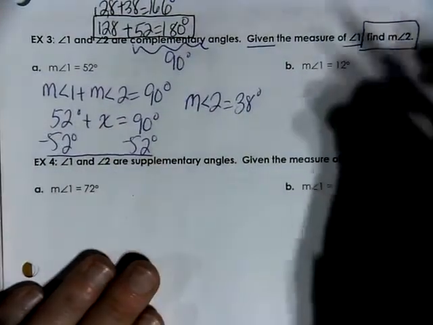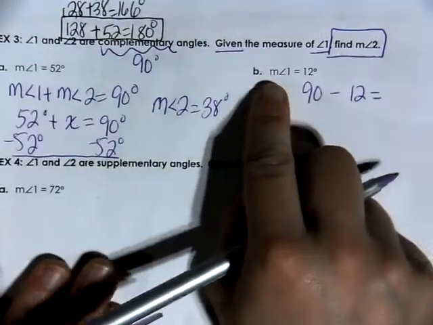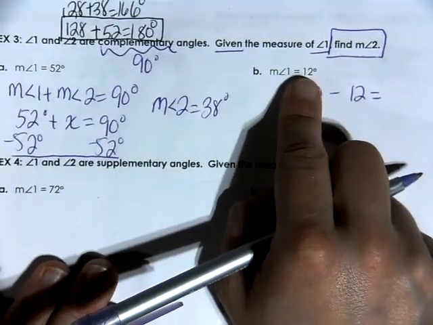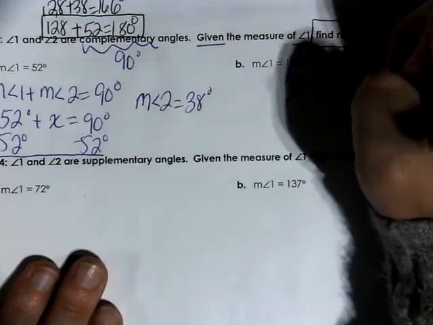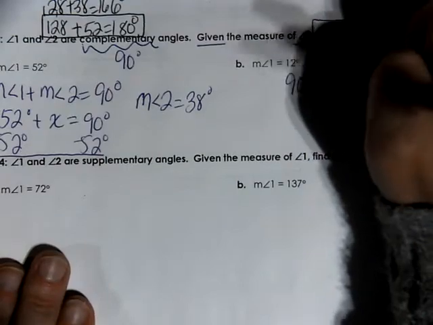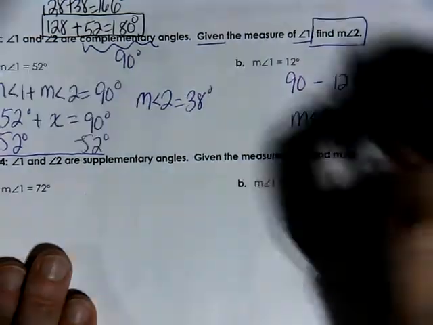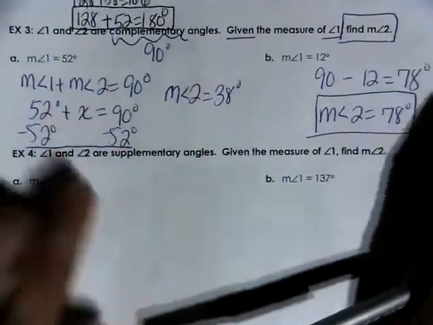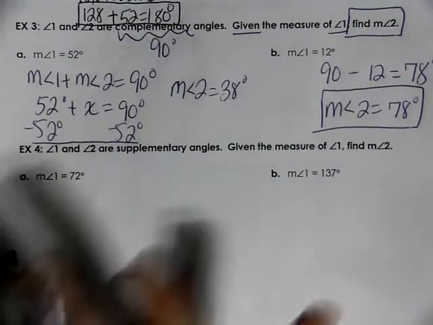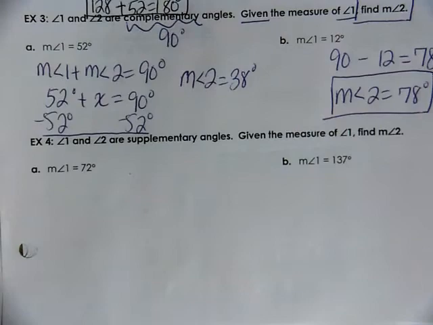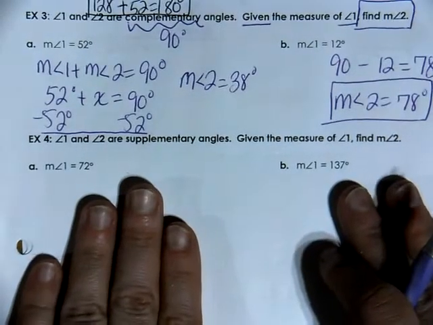Or you can be a little bit more informal and just say, what is 90 minus 12? So in example letter B, we know that the measure of angle 1 is equal to 12. And all we would need to do is find their difference. 90 minus 12 is going to be equal to 78 degrees. So the measure of angle 2 is going to be equal to 78 degrees. Both ways are perfectly appropriate for finding the measure of angle 2. Just show me how you are approaching the problem. I just wanted to make sure that you guys see the formal way as well as the informal way.